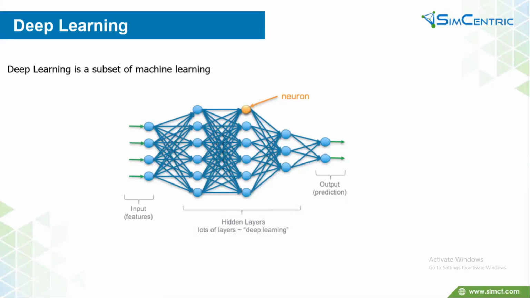As you can see in this slide, there is the input layer, some hidden layers in between, and the output layer. You can see the interconnections between these nodes, and inputs coming into this network, and output going out of this network as a prediction.